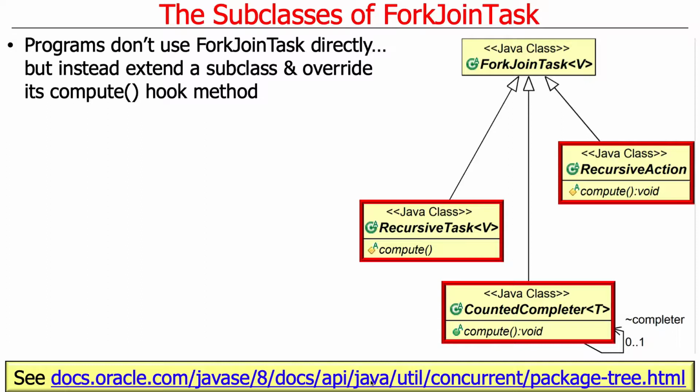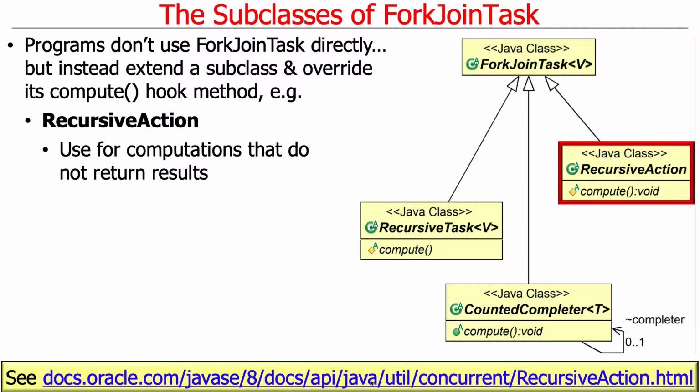And you can see there's a bunch of different variants of subclasses of ForkJoinTask. We have recursive action, recursive task, and counted completer. And we'll talk a bit about these things. So recursive action is the subclass of ForkJoinTask that's used when computations do not return results. They just do computations, and then they're done. And so as you can see, it returns void, which means it doesn't return anything. It's just a void.